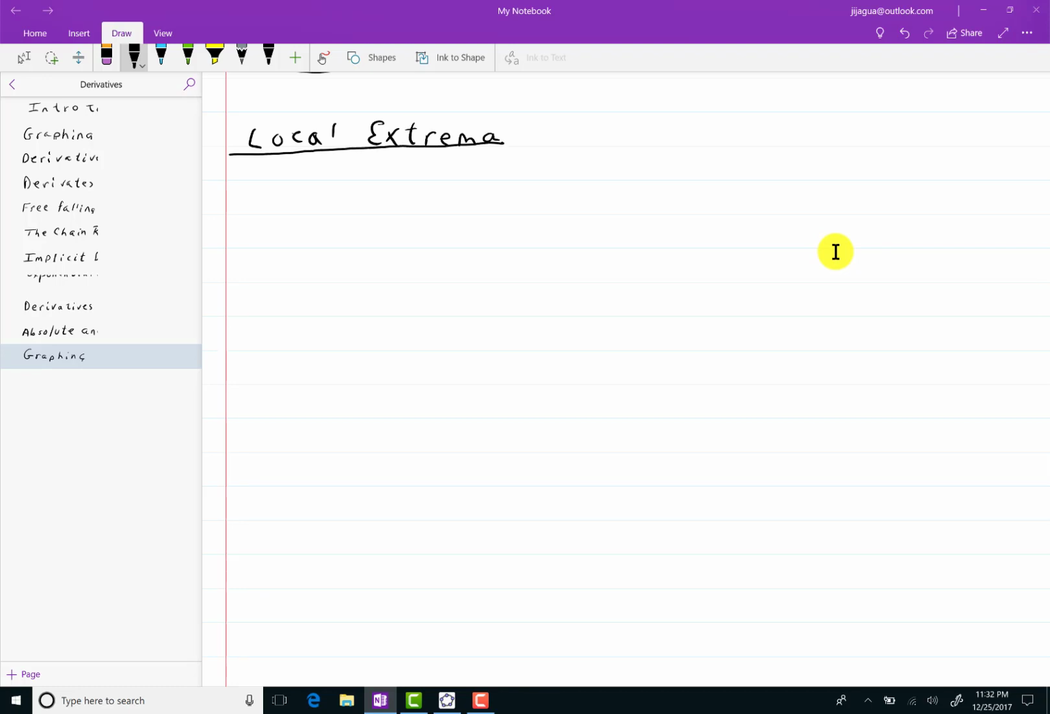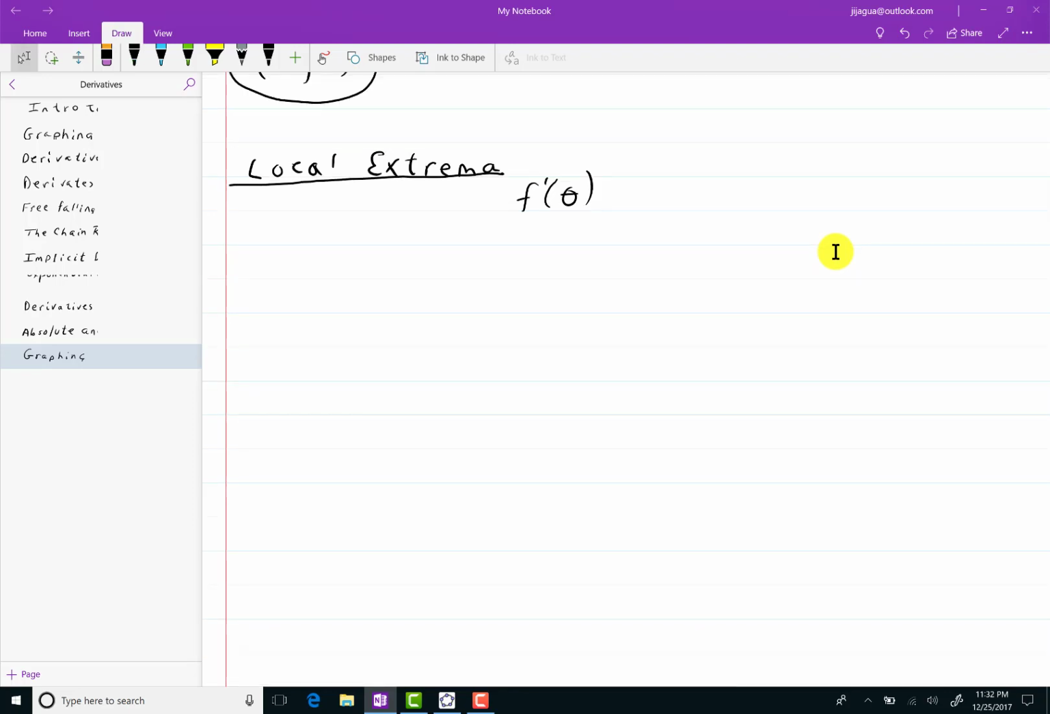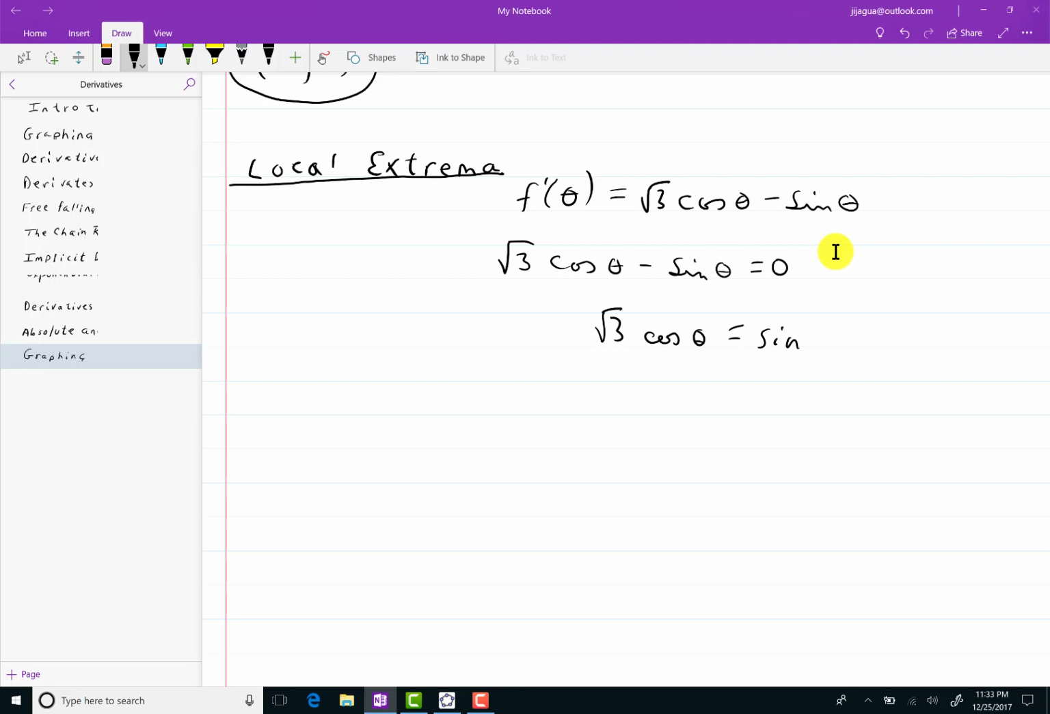So let's see what we have here. F prime of theta equals radical 3 cosine of theta minus a sine of theta, and set that equal to 0. I'll add sine theta to both sides, and then I'll divide by cosine of theta. So it'll become tangent of theta equals radical 3.